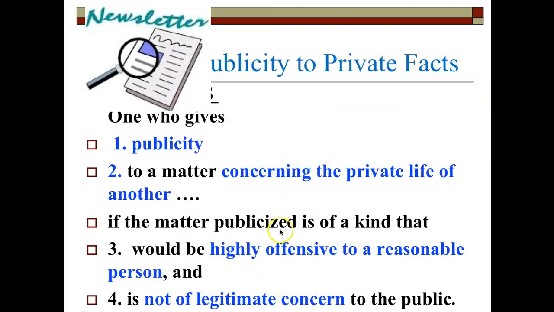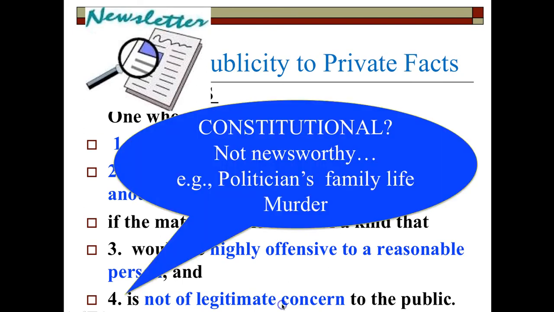You also need to show that the matter publicized would be highly offensive to a reasonable person and is not of legitimate concern to the public. This last factor is a huge exception demanded by the First Amendment. Anything that's newsworthy cannot be the subject of the publicity of private facts tort. So for instance, a story about a politician's family life, because the public has legitimate concern, cannot be the subject of the private facts tort. Or a murder, even if it reveals what would be otherwise private information, cannot be the subject of this tort because it's newsworthy.